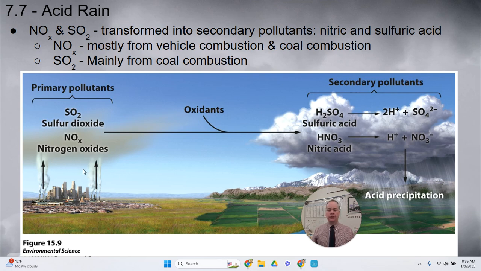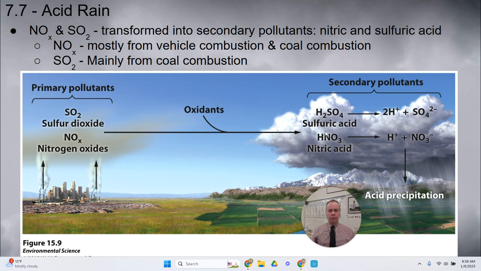And what happens is when sulfur dioxide and nitrogen oxides are released into the atmosphere, they are transformed. They combine with water through chemical reactions to form secondary pollutants. And these secondary pollutants are the pollutants that form acid rain or acid deposition. The sulfur dioxide combines with water and forms sulfuric acid. The nitrogen oxides combine with water and form nitric acid.